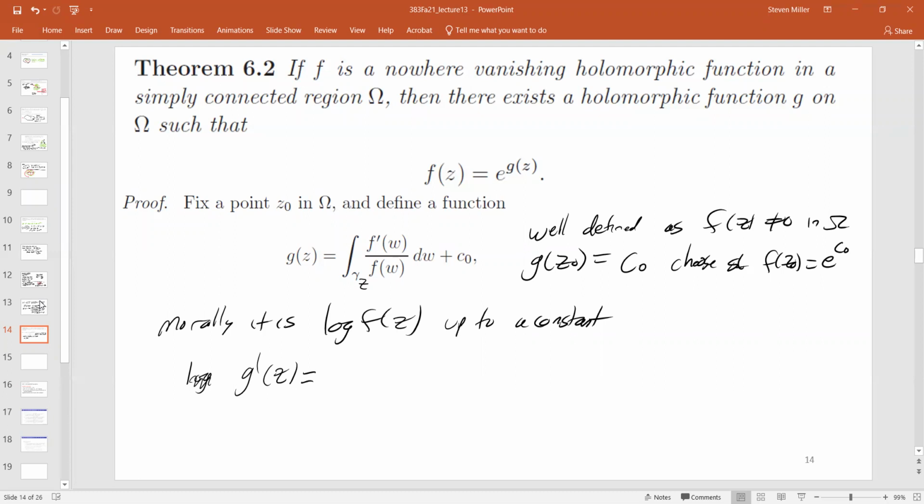Yes. Yeah, just be f prime of z over f of z. So we can play exactly the same types of games as before.